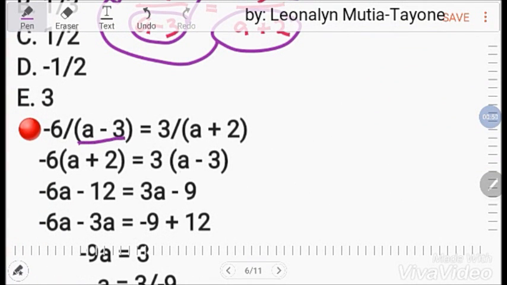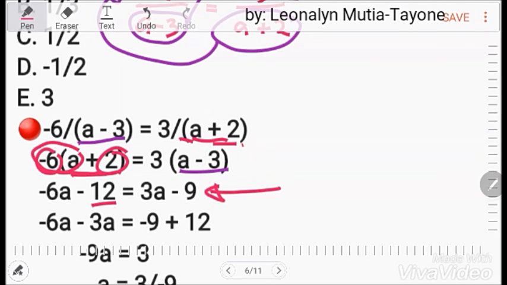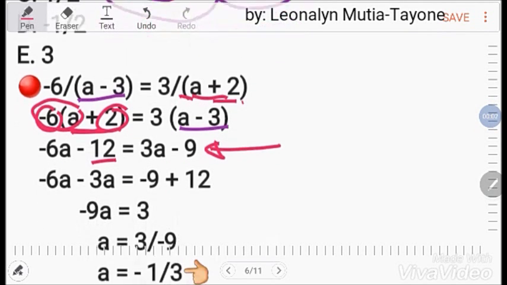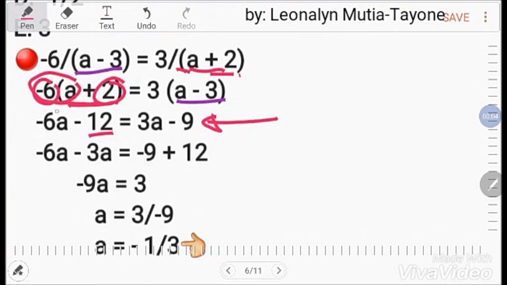Dahil ito, nilagay mo na dito, at itong isa, nilagay mo na dito, yan na yon. I-multiply mo siya, and that is negative 6a. Tapos ito, i-multiply mo dito, and that is negative 12. Now, 3 times a is 3a. 3 times negative 3 is negative 9. Ngayon, ipagsama natin ang mga like terms. Ito mga like terms, ipagsama natin.